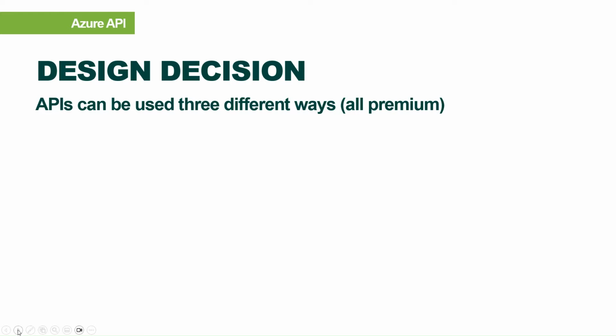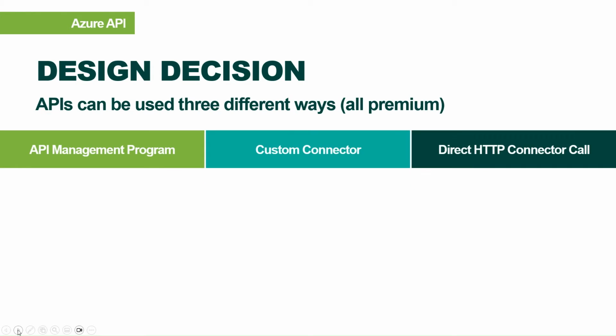The first thing we have to consider is where are we going to do our API connection? There are three different ways that we can connect into our Graph API. We can use an API management program such as Azure API Management, or we can do a custom connector, or we can just do a direct HTTP call from the application itself.